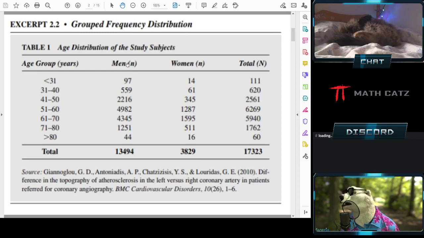And in this case, I have two tables in one, men and women. No percentages given. Now, this is just an excerpt. They might reference the table and explain more and give some percentages there. The percentages are always nice because that makes things relative and comparable.